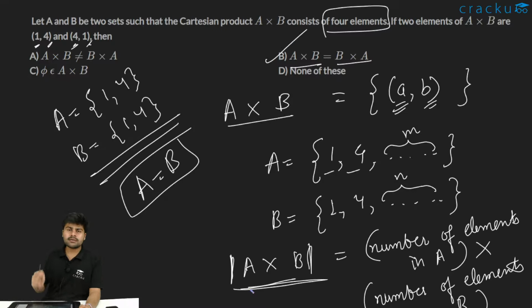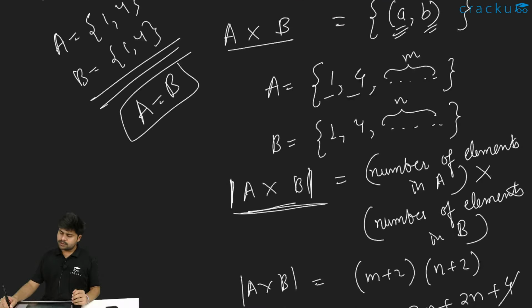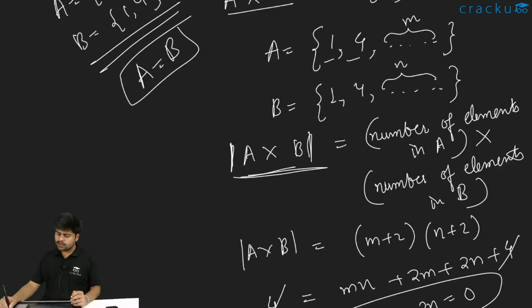We discussed this when we were discussing the Cartesian product. That Cartesian product A cross B is not equal to B cross A unless A is equal to B. Here we found that A is equal to B. And you don't need to solve this much. This is an unnecessary solution, right?